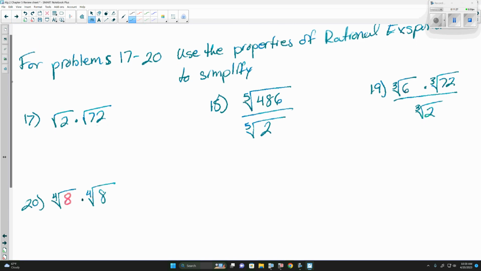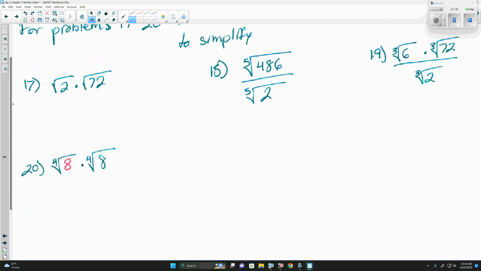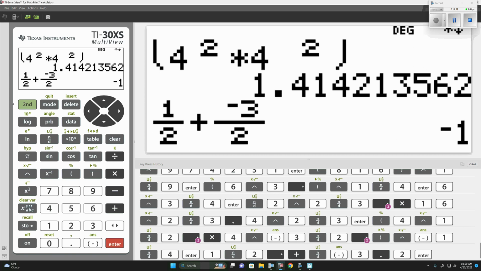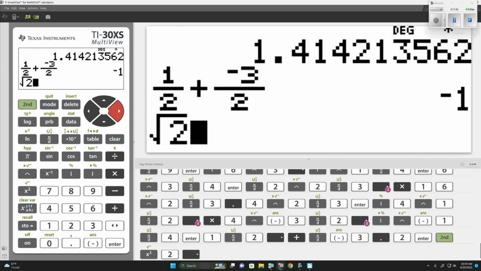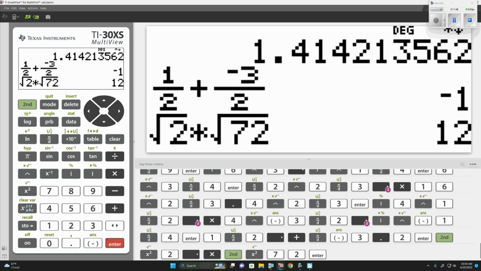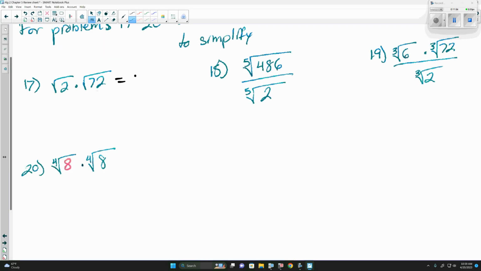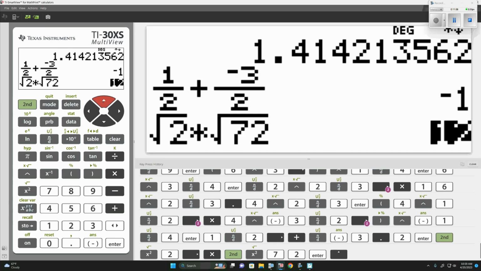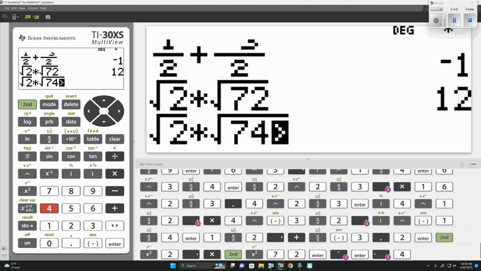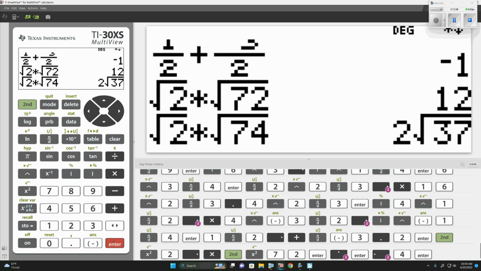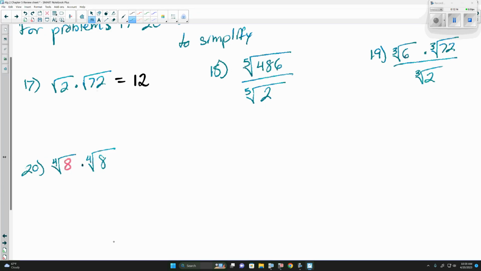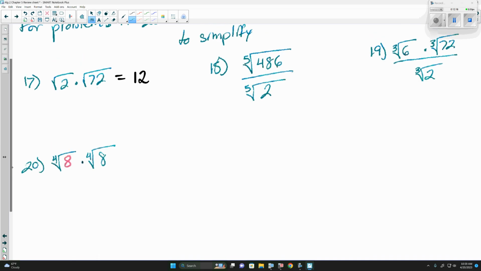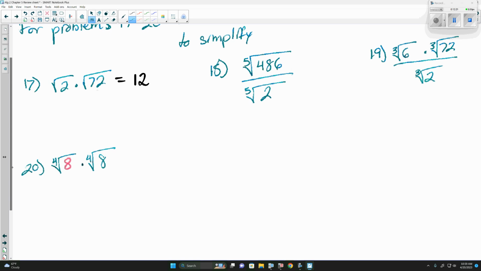For problems 17 through 20, use the properties of rational exponents to simplify. Especially if it is square roots, we could try plugging it into the calculator, simplifying. All radicals in the yellow calculator will simplify and give us the answer. So the square root of 2 times the square root of 72 is 12. Now, even if it was something other than 72, say 74, it would simplify to 2 square root of something, because the yellow calculator does that. But if it has a root other than 2, we have to do it by hand.